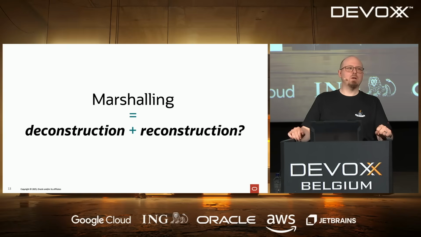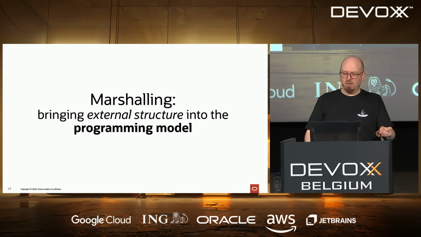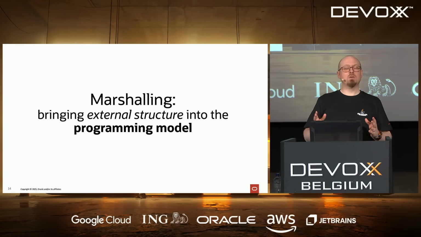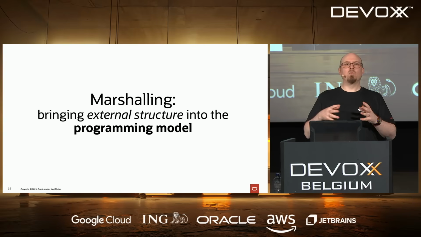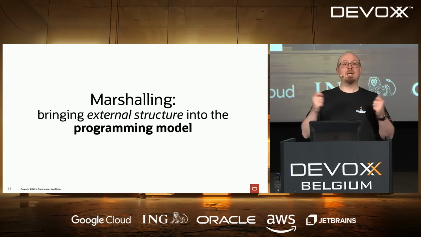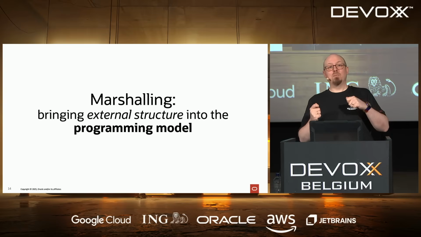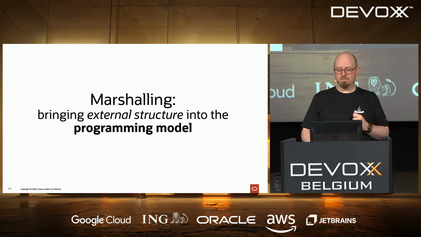Because it's not necessarily about the mechanics of how you deconstruct and reconstruct something. It's about bringing the external structure of something into the programming model. It's about the data representation, not only the mechanics of how I get this from A to B, but what my external structure, my external representation is. Because that ties those two things together. If they can agree on what the external structure is, then we can transform it into that, and we can transform it from that.